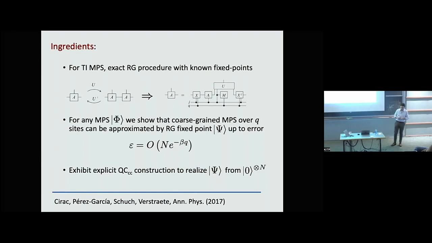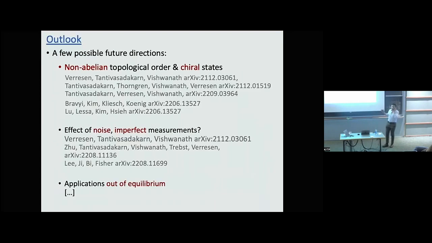So then this means that we're able to construct any matrix product state in this way. Okay, so this is for 1D. Now let me come to the outlook.